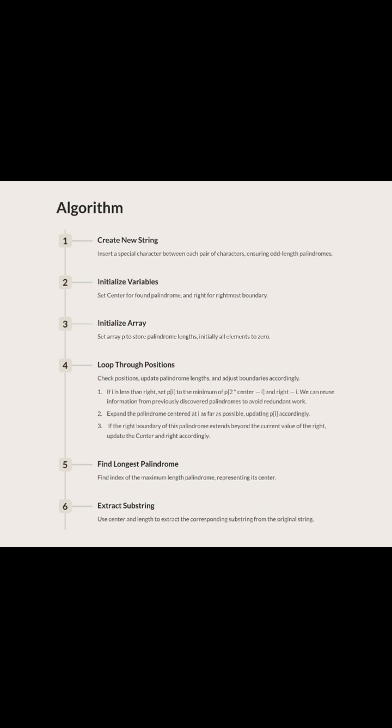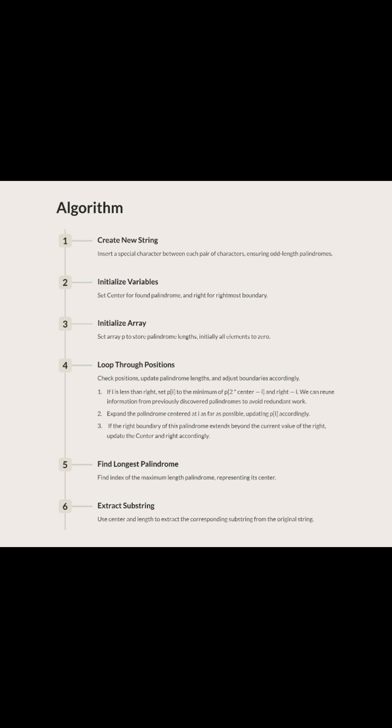The first step in Manacher's algorithm is to create a new string by inserting a special character between each pair of characters in the original string. It ensures that every palindrome in the new string has an odd length. Initialize two variables, center and right. Center is the center of the palindrome we have found so far and right represents the rightmost boundary of this palindrome. Initialize an array P to store the length of the palindrome centered at each position in the new string. Initially set all the elements to 0.